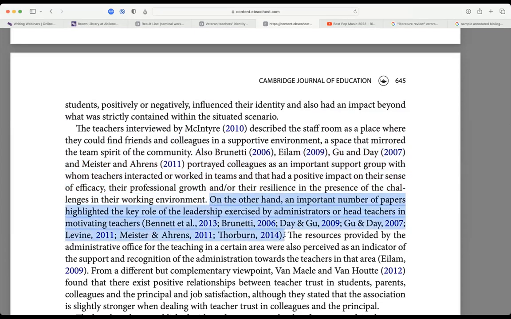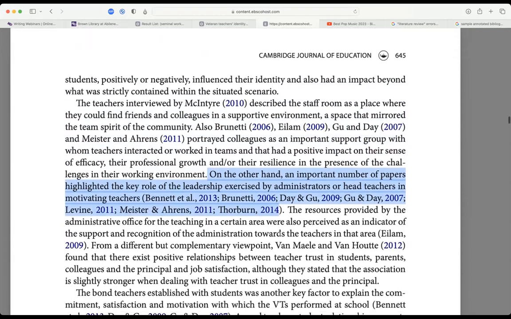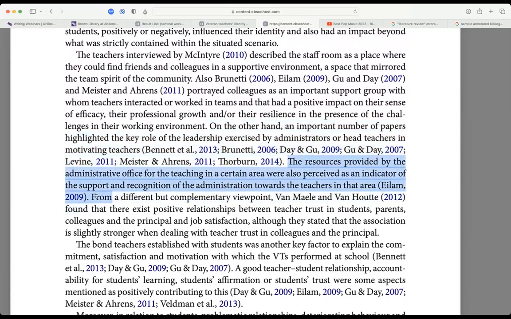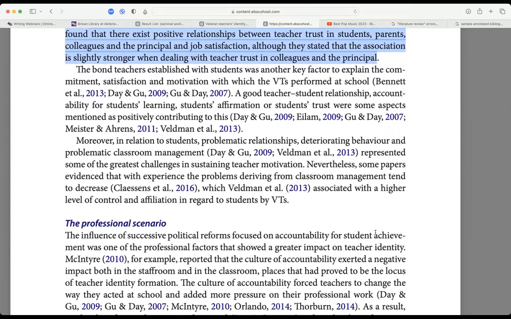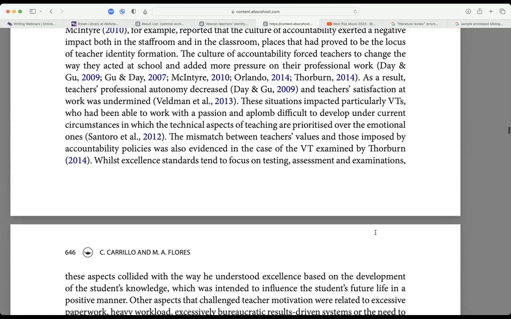Now, this one is more analysis where they're looking and saying, wait, just because these sources here said colleagues were super important, here's a bunch of stuff that emphasizes that administrators and head teachers are very important. So we're getting these 2 different things and saying, well, they're not mutually exclusive. They seem to both be happening. And then here's another finding and some analysis to put that into perspective. All right, let's look at 1 or 2 more examples.